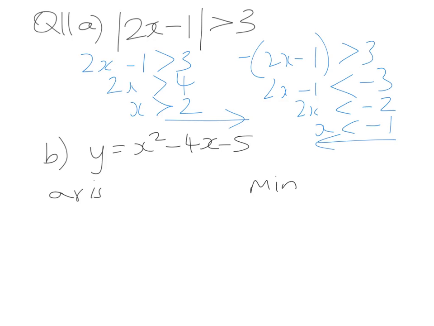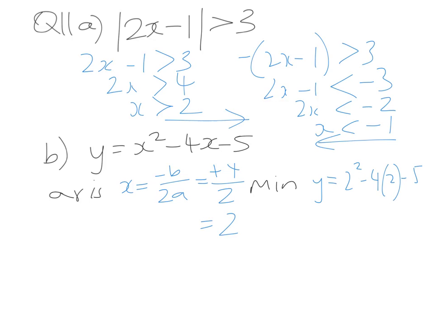Alright, parabola, axis of symmetry, negative b over 2a, so we get negative negative 4, so we get positive 4 over 2 ones are 2, which is 2. Now we're going to sub that in to get the minimum value. So y is 2 squared minus 4 2's minus 5, and we get minus 9. So the axis of symmetry is x equals 2, and the minimum is y equals negative 9.